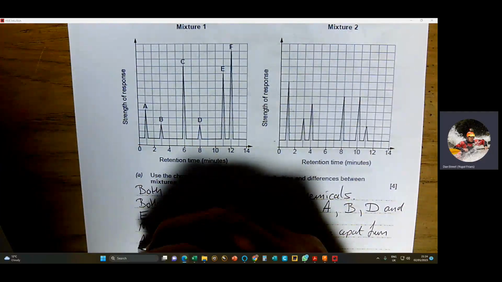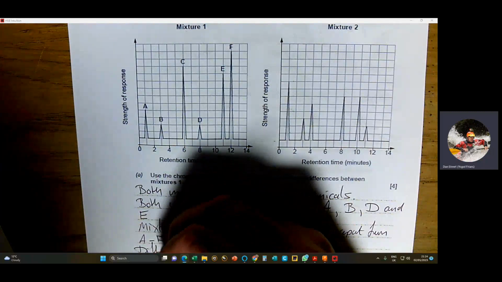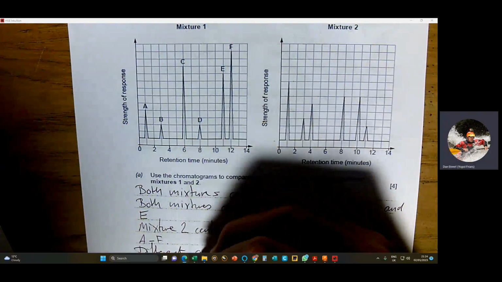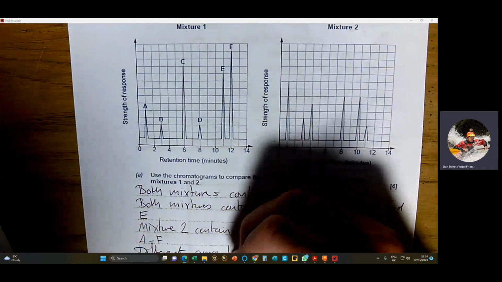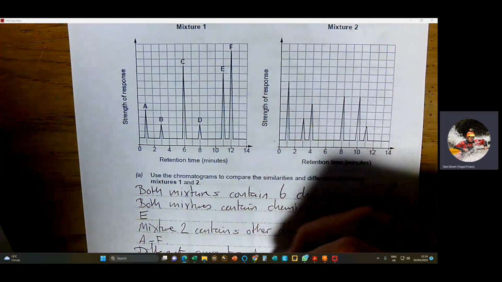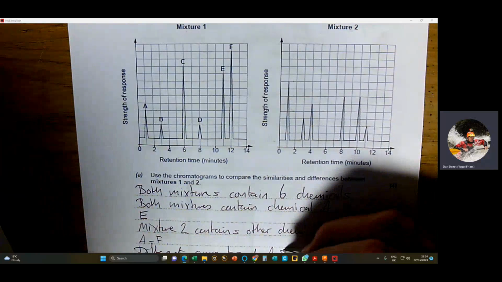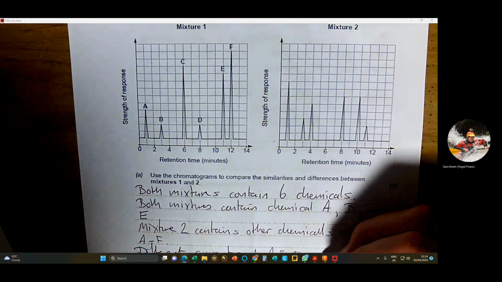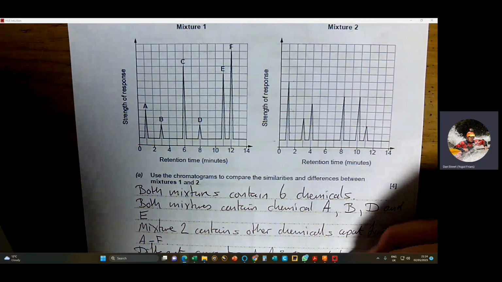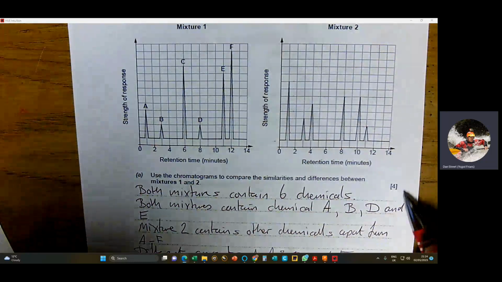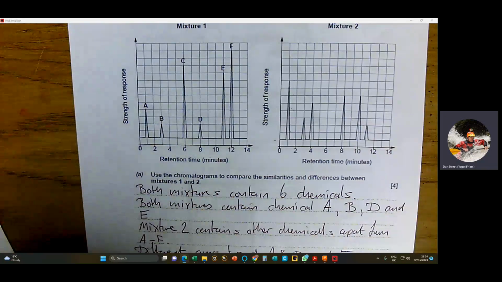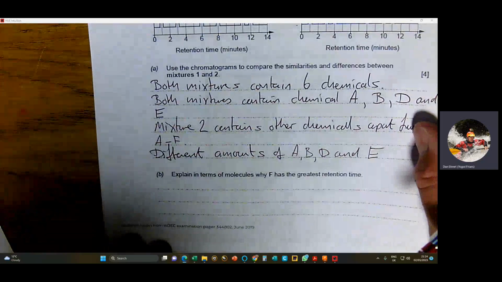So we can say there are different amounts. We could go into detail, but we've run out of space here. So different amounts of A, B, D, and E. We've got 4 marks here, and we've made 4 different points there. So that should cover most of what's required in that question.